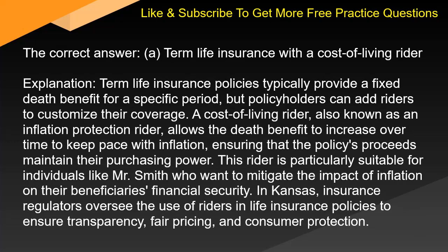The correct answer, A. Term life insurance with a cost of living rider. Explanation. Term life insurance policies typically provide a fixed death benefit for a specific period, but policyholders can add riders to customize their coverage. A cost of living rider, also known as an inflation protection rider, allows the death benefit to increase over time to keep pace with inflation, ensuring that the policy's proceeds maintain their purchasing power.